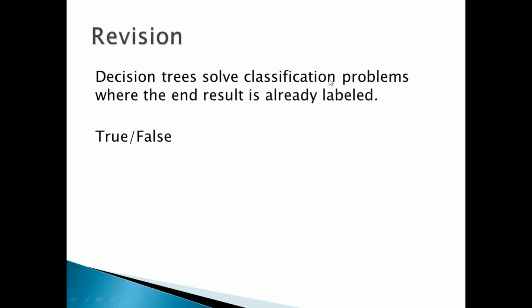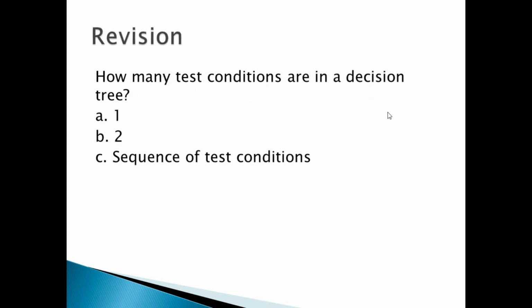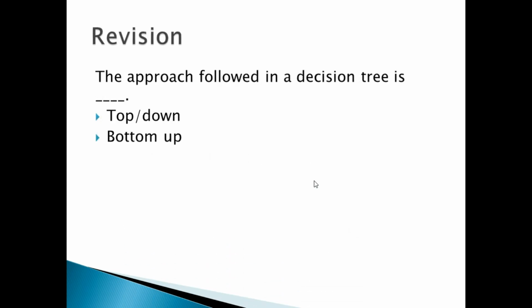Decision trees solve classification problems where the end result is already labeled. Yes, we saw one example with elephants, and so everything was labeled over there. Yes and no were already given. So this statement is true. How many test conditions will be there in a decision tree? Here, many conditions are possible, so the answer will be sequence of test conditions.